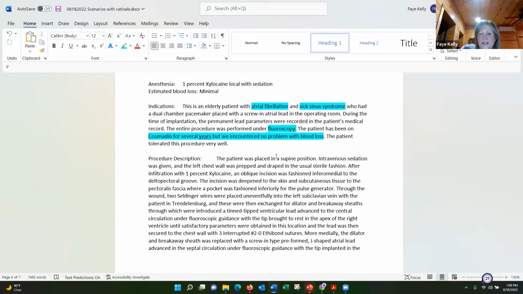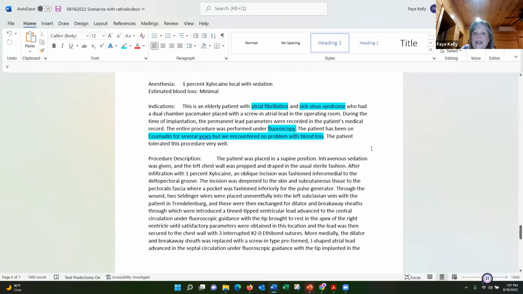what he did. So we want to make sure that we read the chart and read it with a, is it past or present tense? That will be something that you'll need to determine when you're reading the physician's notes, because he actually included this in his operative report. It tells us this is an elderly patient with atrial fib and Sick Sinus Syndrome who had a dual chamber pacemaker placed with a screw-in atrial lead in the operating room.